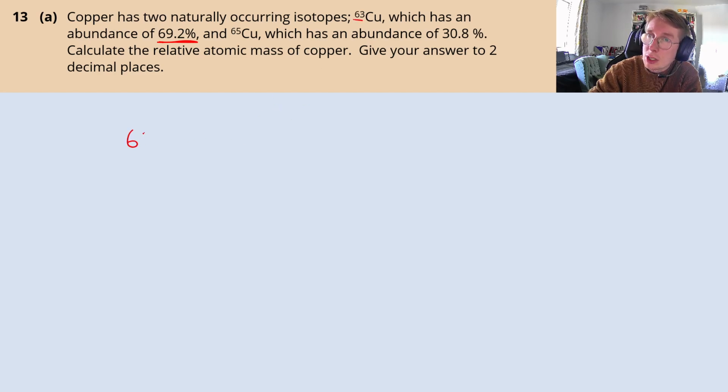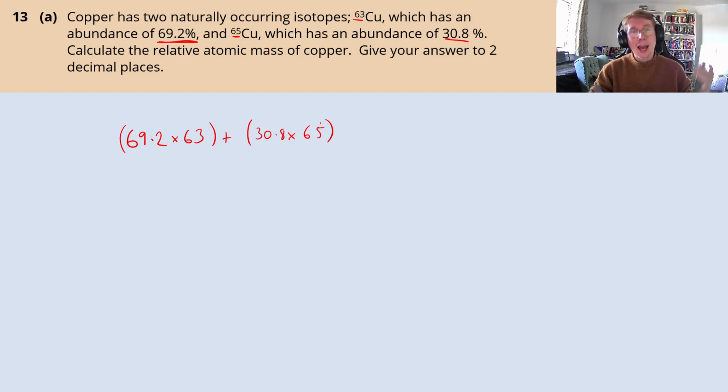So I'm going to do 69.2 multiplied by 63, because that's going to tell me the mass of all of them. Okay. Now the remaining atoms in my bag, there's 30.8 atoms remaining, and they are all going to have a mass of 65. So if I wanted to find out the total mass of all of those, I would do 30.8 multiplied by 65. And now I've added those numbers together. That's given me the total mass of those 100 atoms in the bag.